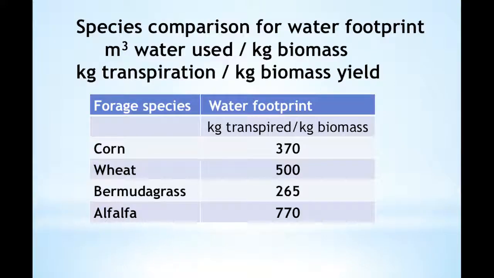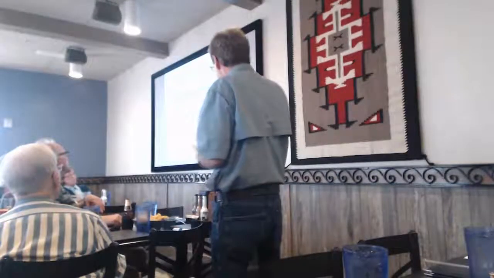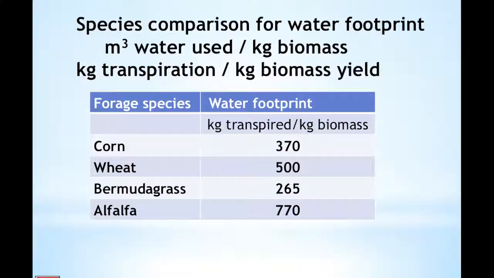All right, now I just want to run through some old numbers here on water footprint, or how much water is consumed to produce some typical crops, which are forage crops. Typically the water footprint in the slides I'm going to be showing later is in cubic meters of water used per kilogram of biomass. Or sometimes it's kilograms of water transpired, or evapotranspired, per kilogram of biomass. And this old data here is actually that.